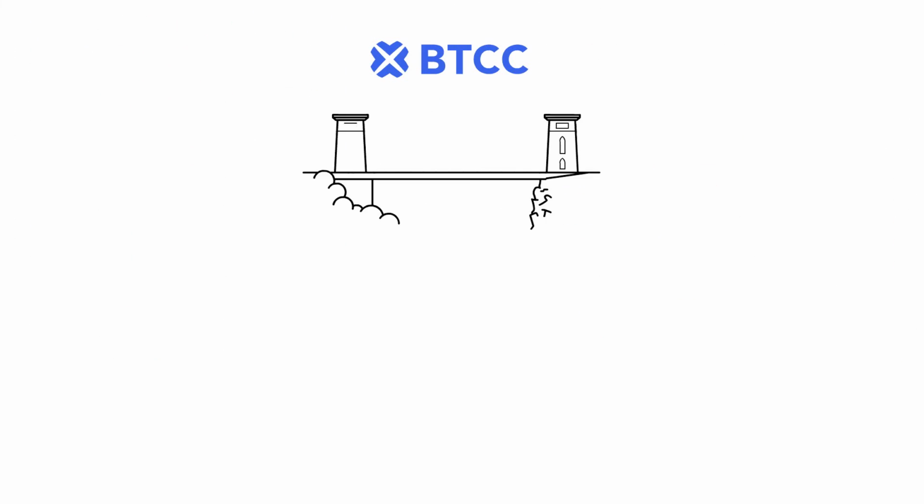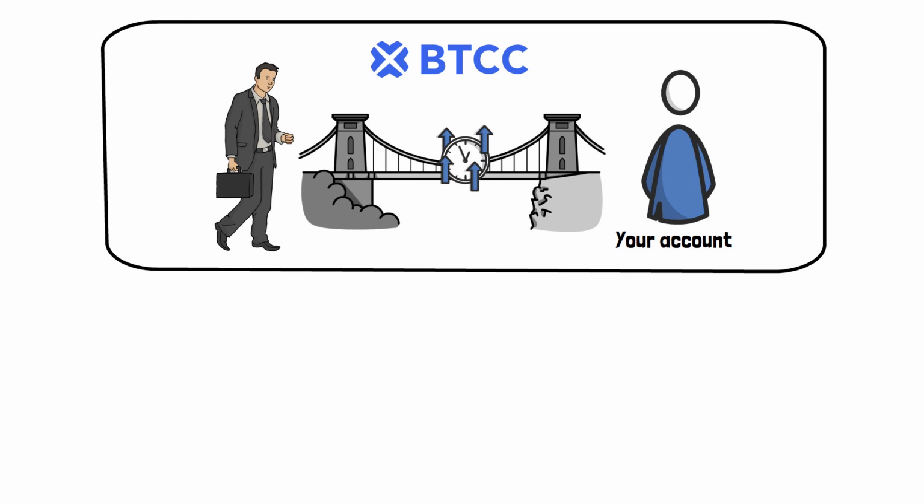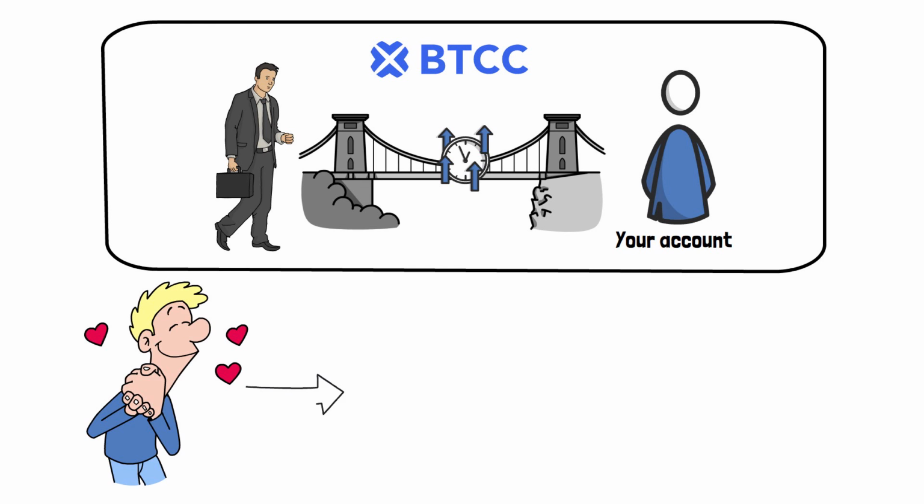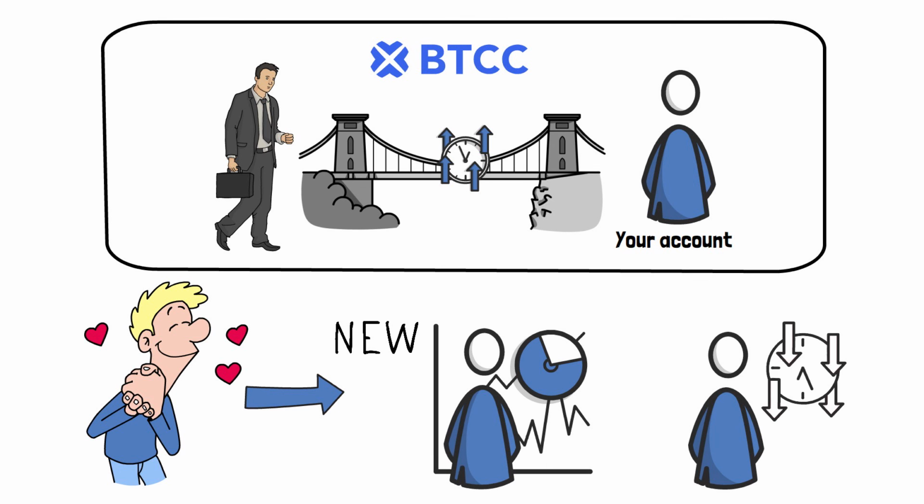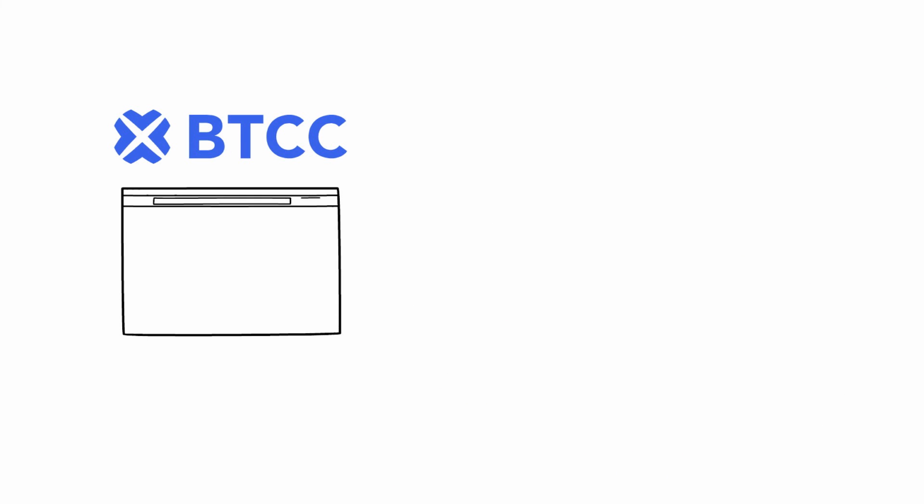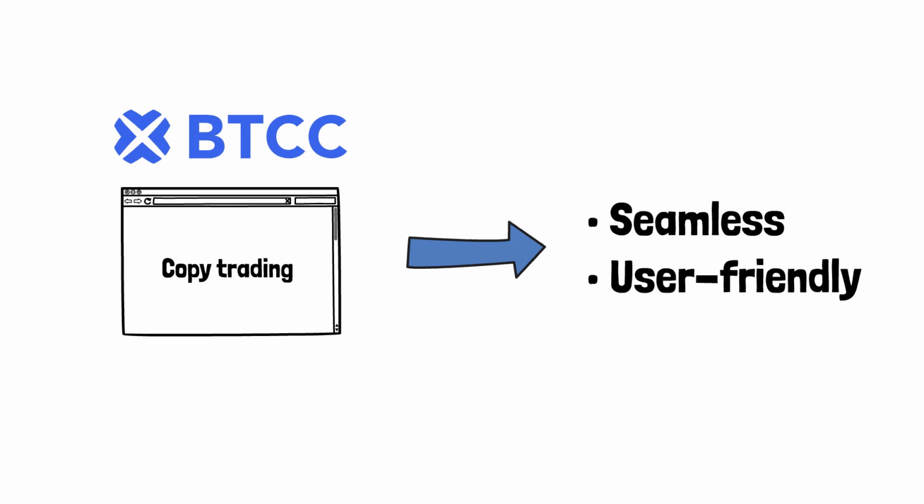Essentially, the platform acts as a bridge, mirroring the trading decisions of the experienced trader onto your account in real time. This automated process is what makes knowing how to copy trade so appealing, especially for those who are new to the complexities of the crypto market or simply don't have the time to actively monitor and execute trades themselves. BTCC and the other similar platforms have built the infrastructure to make this process seamless and user-friendly.